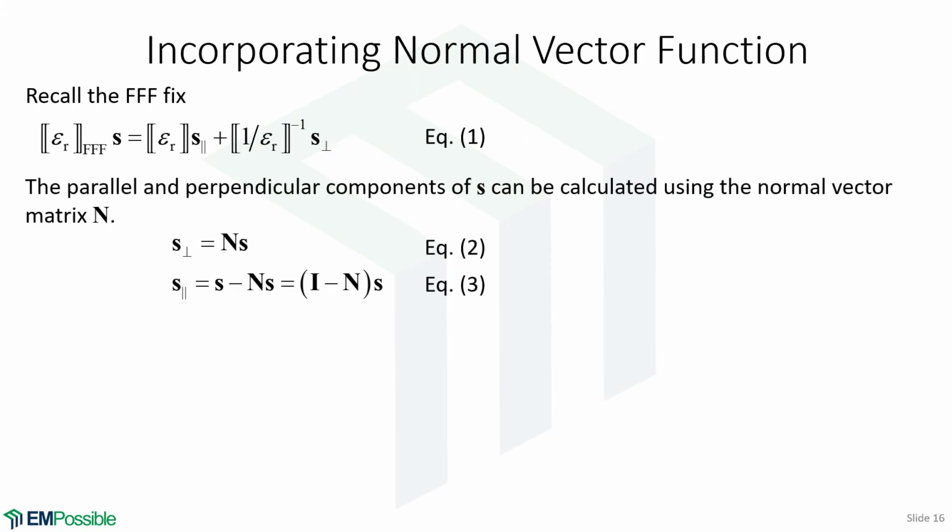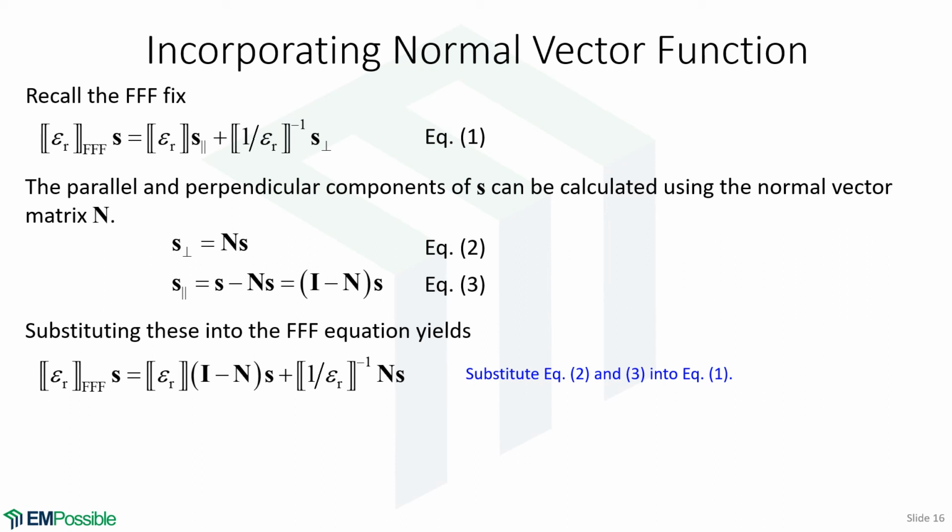So how do we get the parallel and perpendicular components? Well, if we have correctly constructed this normal vector field and then brought it into Fourier space, then the normal vector field times S gives us the normal component of S. If we take S and subtract the normal component, this must be giving us the parallel component. And of course, we can factor the S out and just see that's the identity matrix minus this normal vector matrix now. That gives us the parallel components. At this point, we can take N S and plug it in for S perpendicular, and we can take the identity matrix minus N times S and plug it in for S parallel up here.